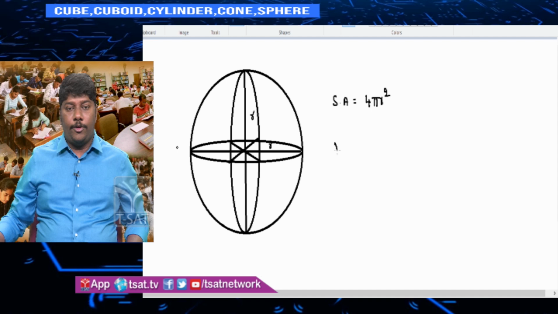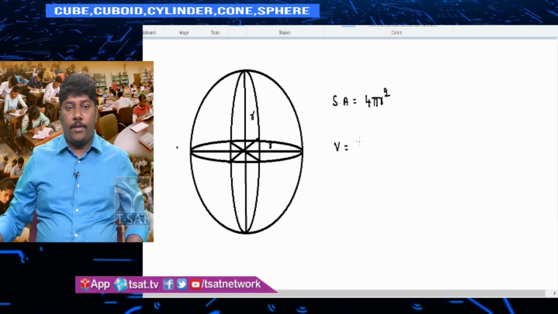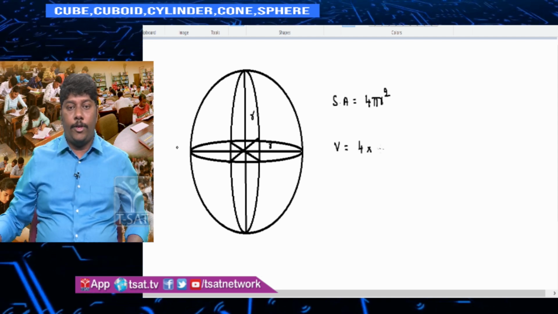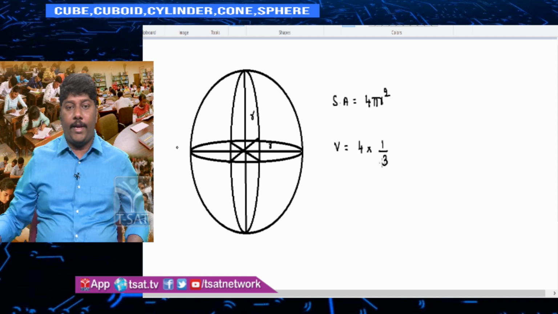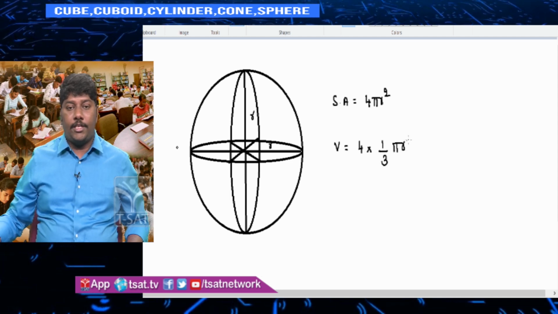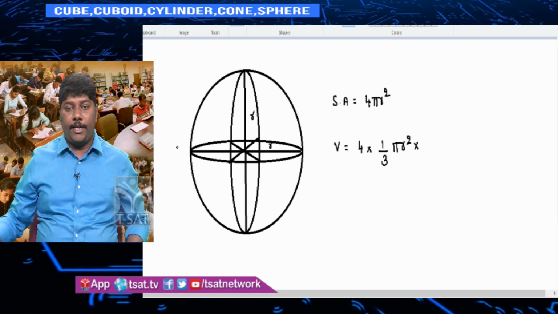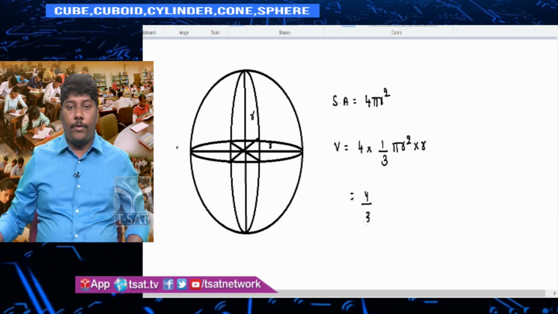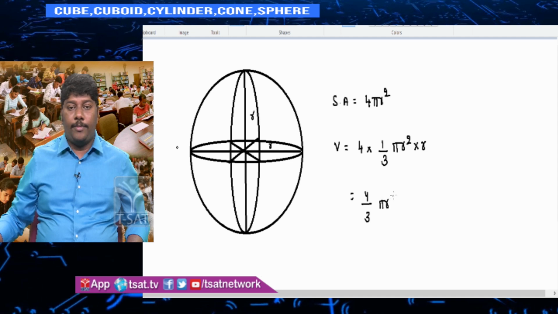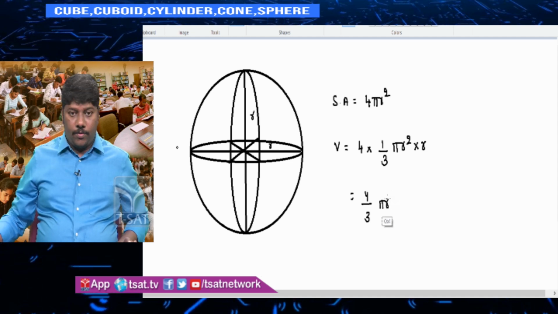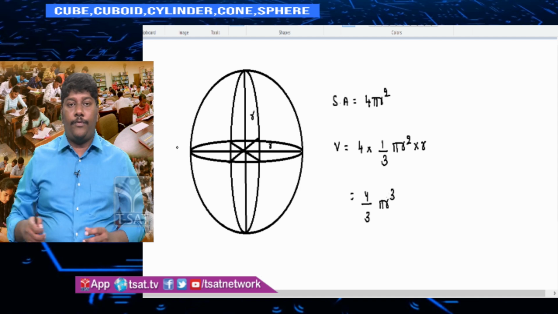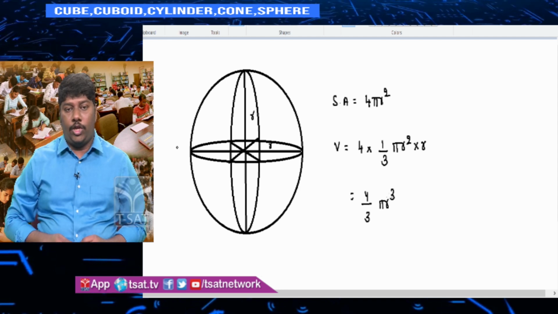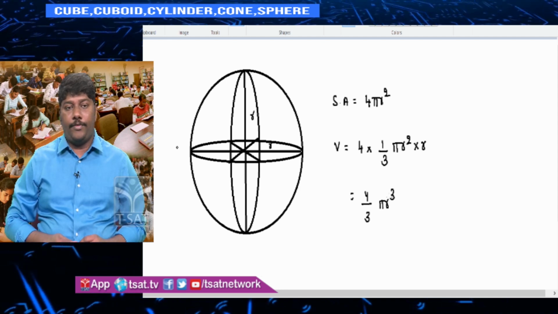When it comes to volume also, 4 into the volume of a cone, which is 1/3 of pi r square h. Here h is also the same as r, therefore multiply it with r. So, remember that a sphere is formed by 4 cones in order to remember the formulas. So, what is the volume of the sphere? It is 4 by 3 pi r cube. So, this is the volume of the sphere.